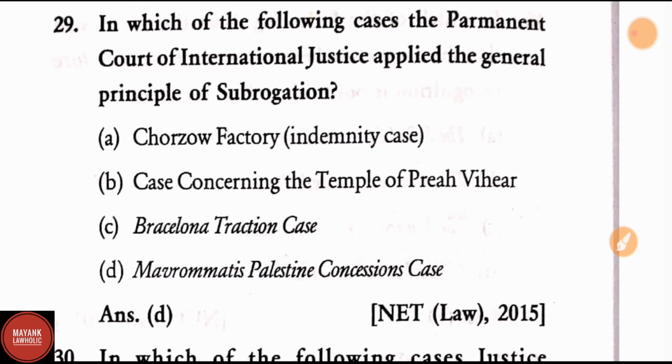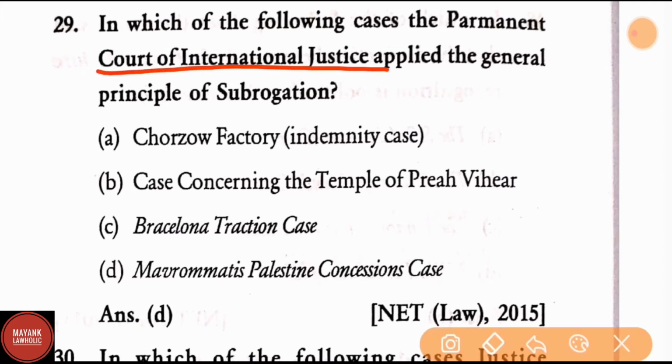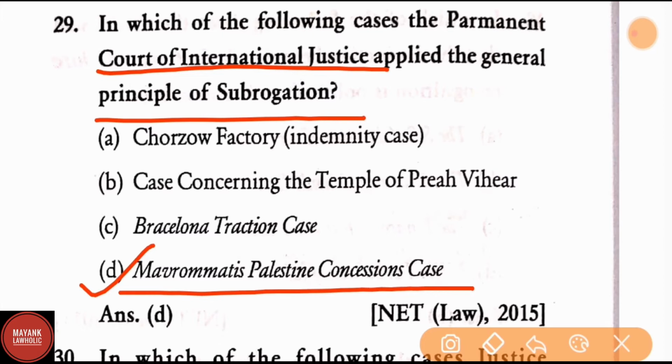Question number 29. In which of the following cases did the Permanent Court of International Justice apply the general principle of subrogation? It was held in the Mavrommatis Palestine Concessions case.